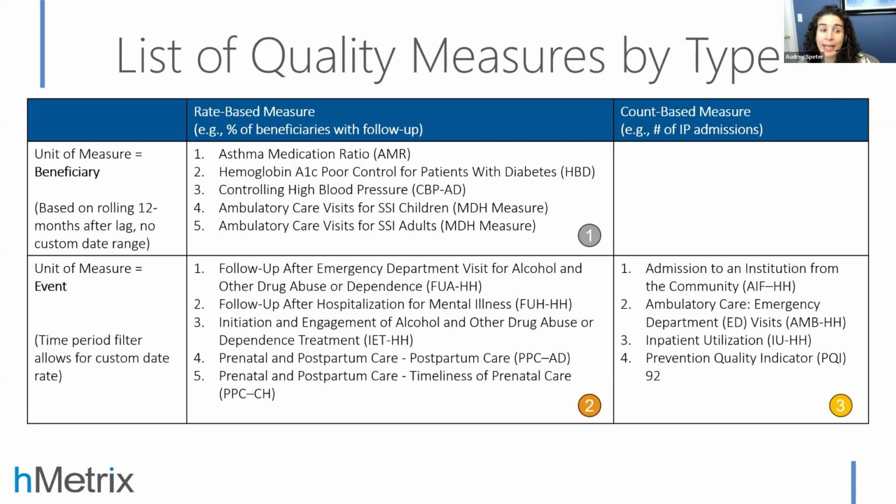And third, we have simply count-based measures. These do not have thresholds. These do not have control totals or comparison groups. These are effectively counts of individual events.